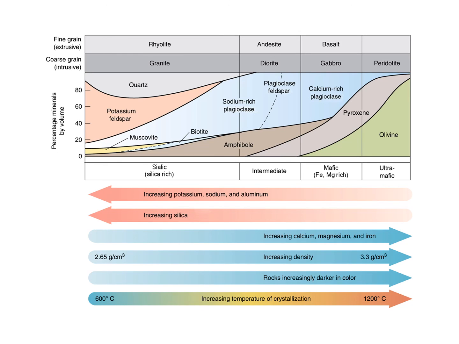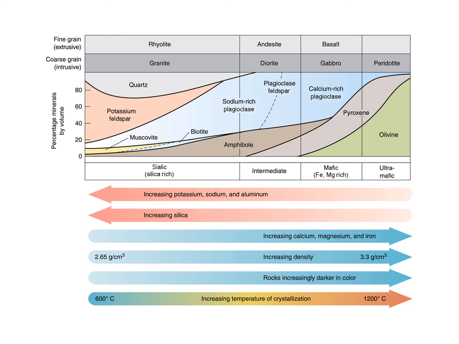This is the classification of igneous rocks based on the texture and chemical composition. Take a copy of this chart and keep it in front of your study table and look at it. What is a texture? Texture is the size, shape, and arrangement of the crystals. Here you can see examples for fine grained or extrusive igneous rocks such as rhyolite, andesite, basalt. Also, examples for coarse-grained intrusive igneous rocks such as granite, diorite, gabbro.